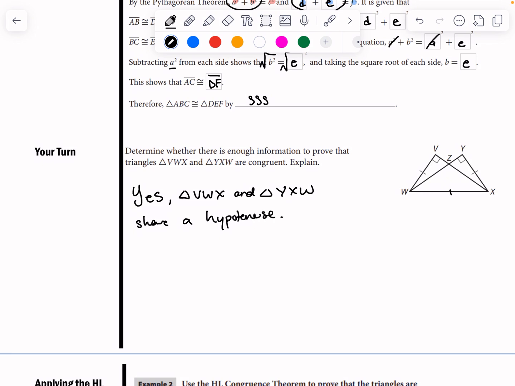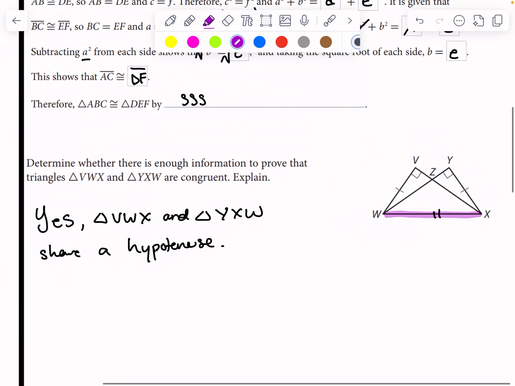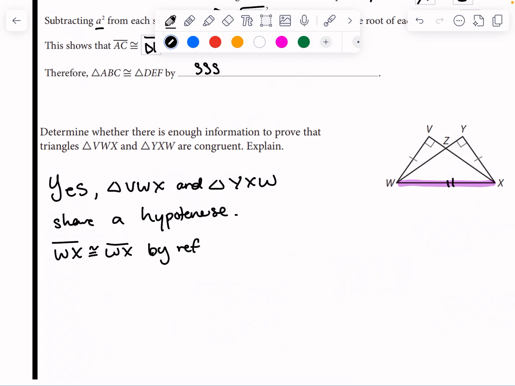Right, we see that here, and I know a lot of you, when you look at this, can already identify that they share it. Well, what thing can we determine from that is that WX is congruent to WX, right? Because it's the same thing, so we're gonna say by reflexive property. Or sorry, did I say reflective? Reflexive.